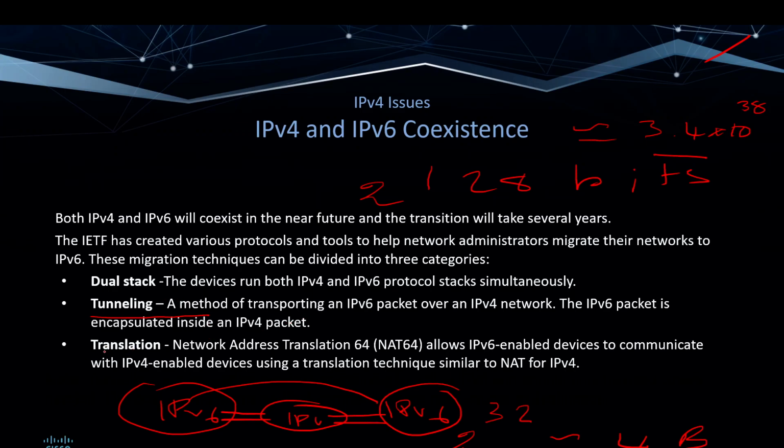The second method. The third and the last method is the translation. So it's NAT64 that allows IPv6 enabled devices to communicate with IPv4 enabled devices using NAT, or network address translation for IPv4. So it's kind of translating IPv6 into IPv4 and vice versa. It's called NAT64. You need to remember those methods for the exam. If you are an exam candidate for CCNA, you need to remember those methods.